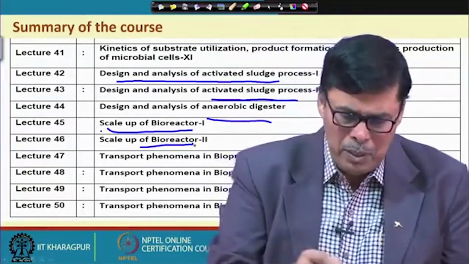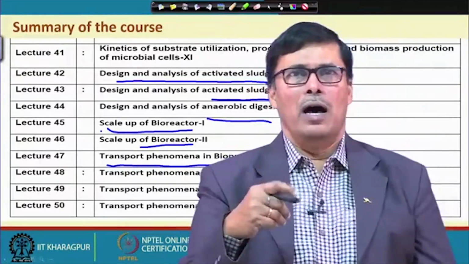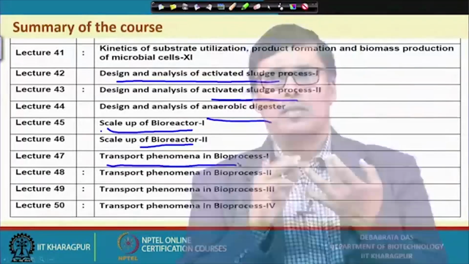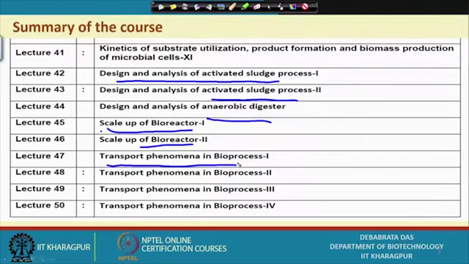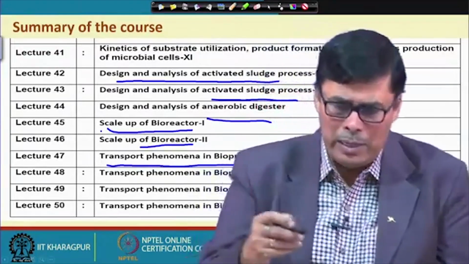And after this we try to discuss the different types of transport phenomena of the bioprocess. I told you 3 different types of transport play a very important role. One is momentum transfer, another is heat transfer, another is mass transfer. So we discuss all these things in detail.